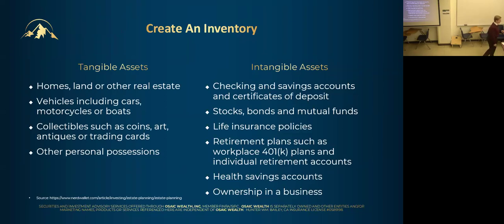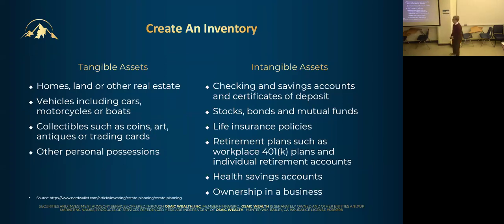So creating an inventory includes two things, tangible assets and intangible assets. Intangibles are going to be things that are just numbers on a computer screen. If you can't touch it and feel it, it's going to be an intangible asset. Ownership of a business, health savings accounts, retirement plans, life insurance, any stocks and bonds, checking and savings accounts, CDs, all that kind of stuff. It's intangible because it's not physical stuff you can hold on to. It's just kind of numbers on a screen.